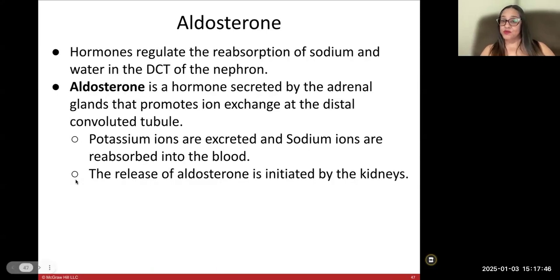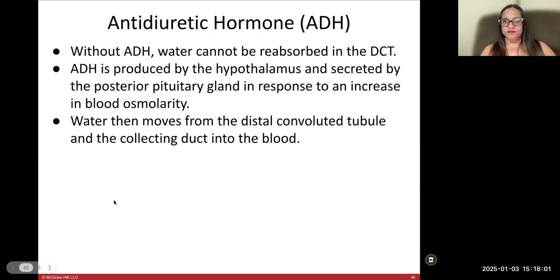Aldosterone is a hormone that regulates the reabsorption of sodium and water in the DCT. It promotes ion exchange at the DCT. Potassium ions are excreted and sodium ions are resorbed into the blood. The release of aldosterone is initiated by the kidneys.